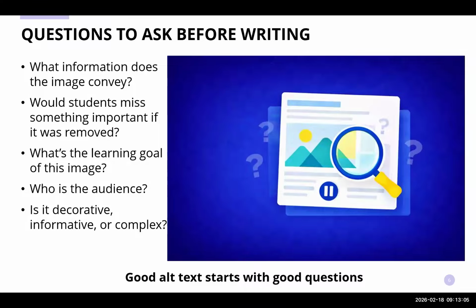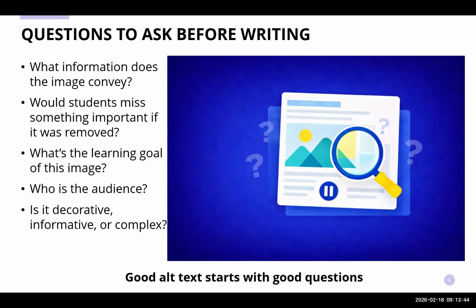Before you even start typing the description, it really helps to slow down and ask a few simple questions to yourself. Think of it like preparing for a seminar discussion, where you always start with a why before you get into the how. So, the first question to ask is, what information does this image actually convey? Not every little detail, but the core message. And if you were to take that image away from your slide or handout, would your student miss something important for the lesson?